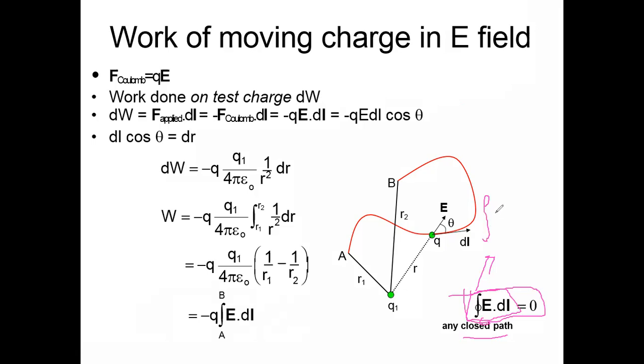Del cross E dot dS over the open surface is equal to 0, because the other side is 0. Here I am applying the Stokes theorem. So del cross E dot dS is 0. Is it clear? So from here, because the right-hand side is 0, can I write del cross E is 0?